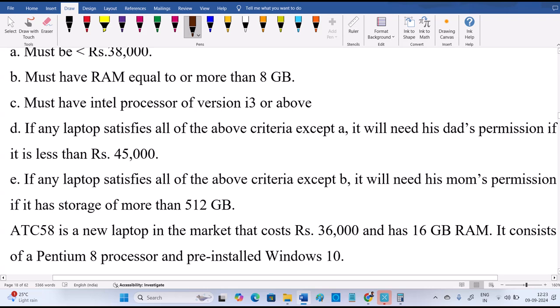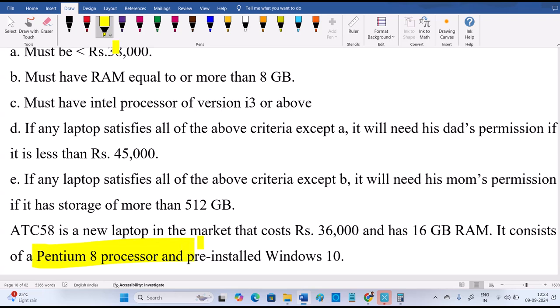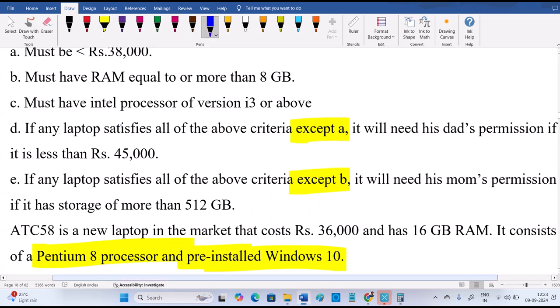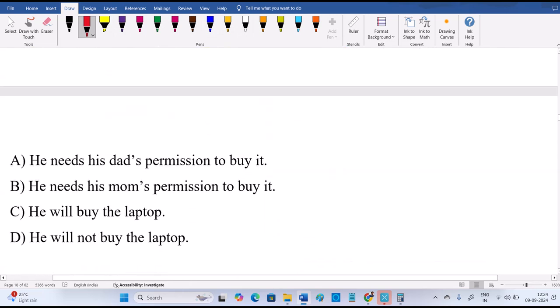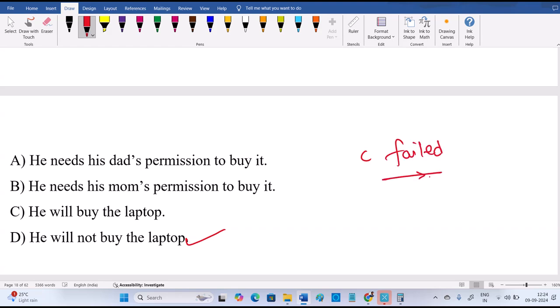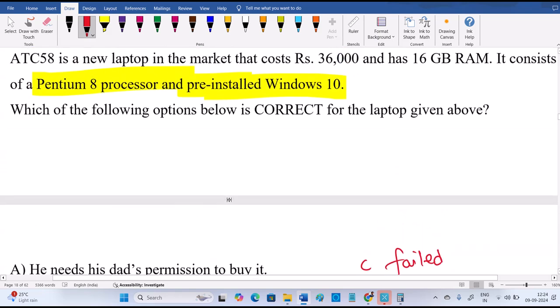But C is not satisfied. Yeah, I think this is a different question. C is not satisfied. For C, there is no exception. Exception for A, exception for B is okay. But C, it's a Pentium 8 processor, but we want an Intel processor. C failed. This is a small modification. When C failed, there is no exception as well. He will not buy the laptop. C condition failed. There is no exception if C failed. He will not buy the laptop.